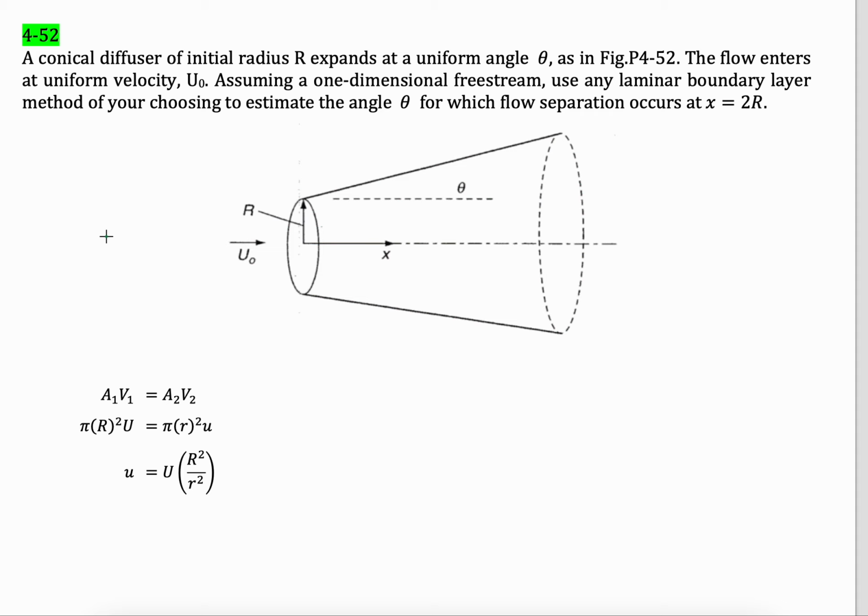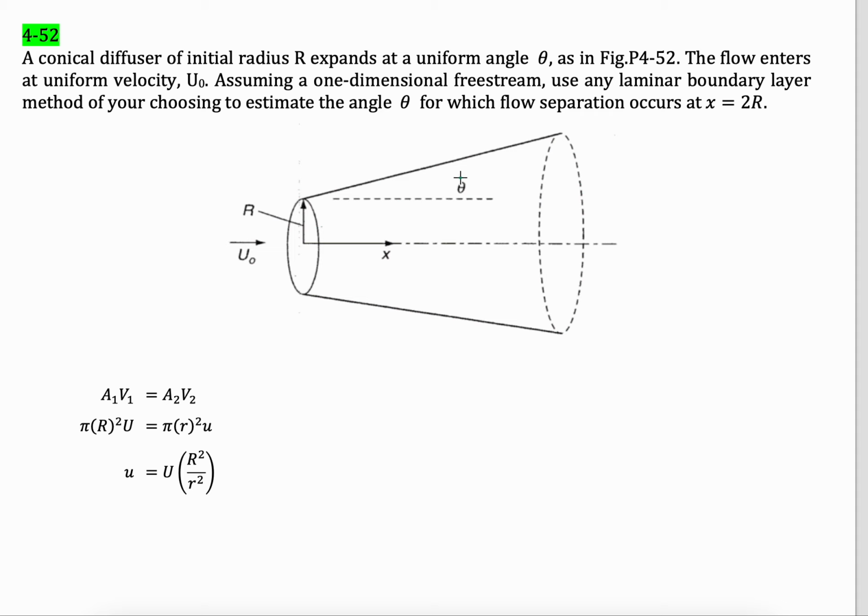Okay, this is question 4.52. A conical diffuser of initial radius r expands at a uniform angle theta, as in figure 4.52. The flow enters at uniform velocity U. Assuming a one-dimensional free stream, use any laminar boundary layer method of your choosing to estimate the angle theta for which flow separation occurs at x equal to r. So this is the conical diffuser like this, with a maximum r at the inlet.